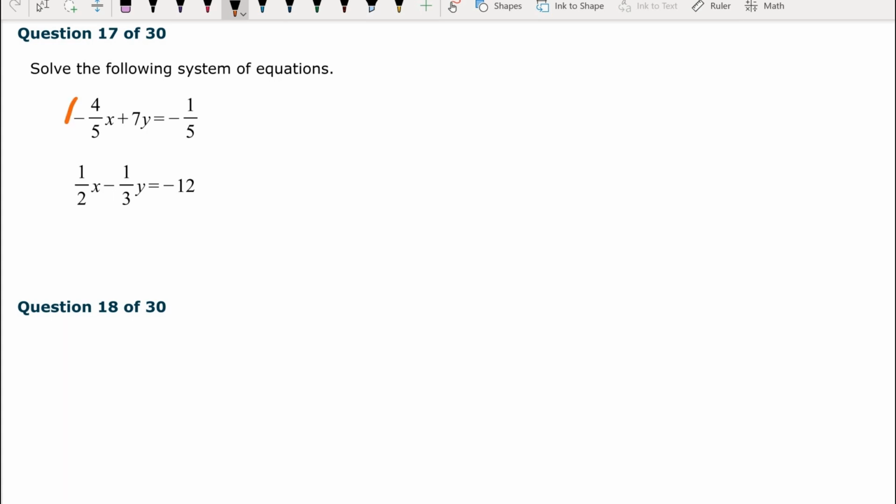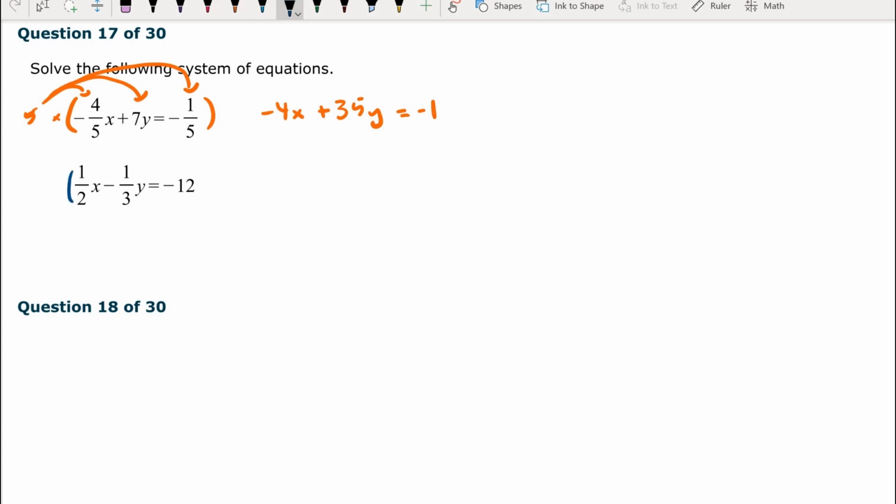You're going to multiply the first equation by 5. So 5 times negative 4/5 will be negative 4x. The 5 and 5 cancel out. 5 times 7, which is 35, y. 5 times negative 1/5, which is negative 1. The 5 and 5 cancel each other out.